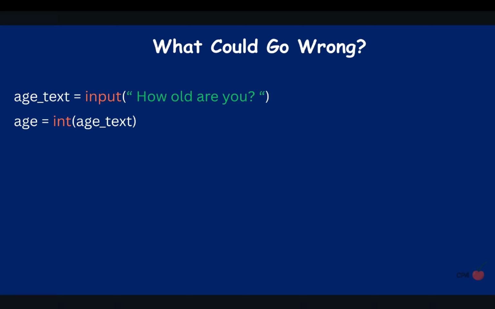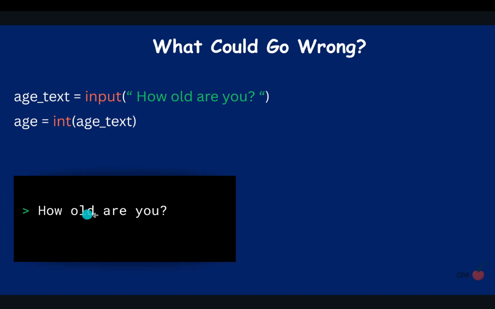Ever written a piece of code that you thought was perfect until someone else tried to use it? Let's look at this simple Python code. All it does is ask for your age, and then it will convert the string to a number. Now, if we run the code, Python will show us this message, which comes from our input.